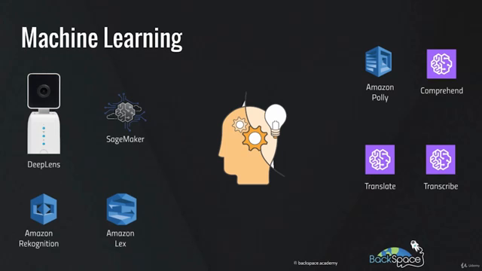Okay, so let's have a look at using one of these machine learning services, Amazon Rekognition, for analyzing some images and video.